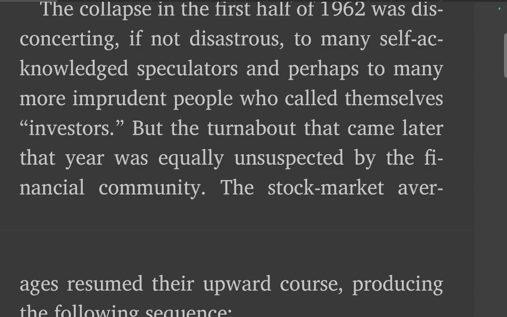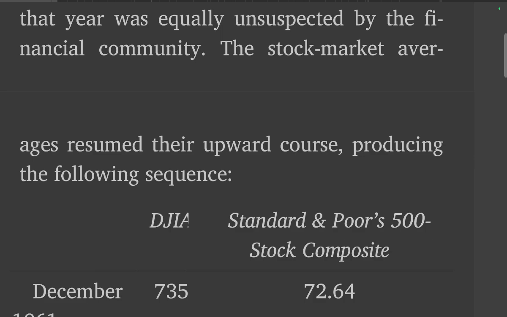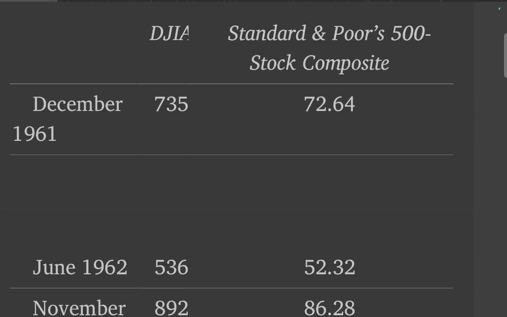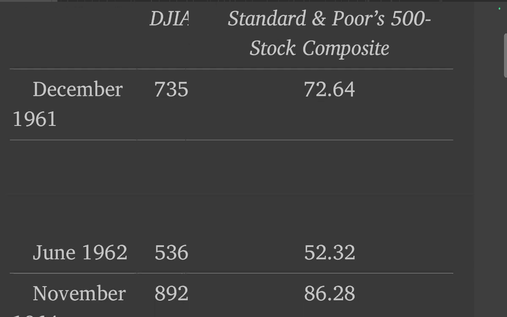But the turnabout that came later, within a few years, was equally unsuspected by the financial community. The stock market averages resumed their upward course, producing the following sequence: DJIA, Standard and Poor's 500 Stock Composite.